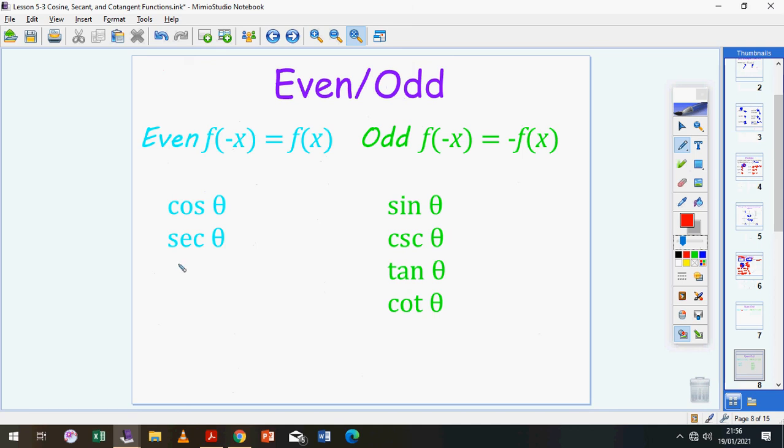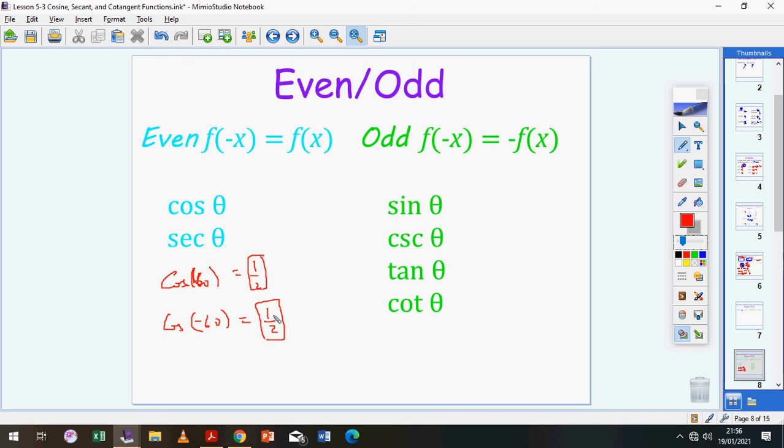Try finding the cosine of 60. We know that that is a half. And then also try finding the cosine of negative 60. On your calculator, you'll see that you still get a half. So even when I change the sign of the input value of this function, it doesn't change the output value. It stays the same. So that function is even.